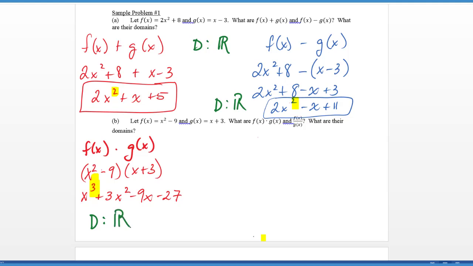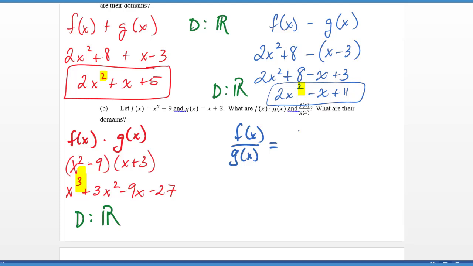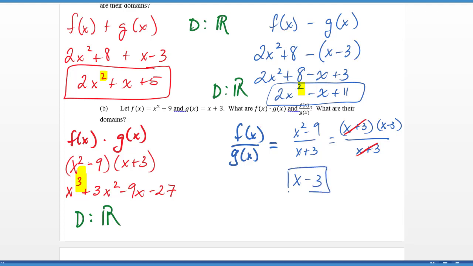Alright, now let's take a look at the quotient. So we're doing f(x) divided by g(x). So f(x) divided by g(x) is going to give us x squared minus 9 over x plus 3, which is going to factor into (x plus 3)(x minus 3) all over x plus 3. Now, here's the thing. The x plus 3's are going to cancel out. So the result of the function operation is simply x minus 3.